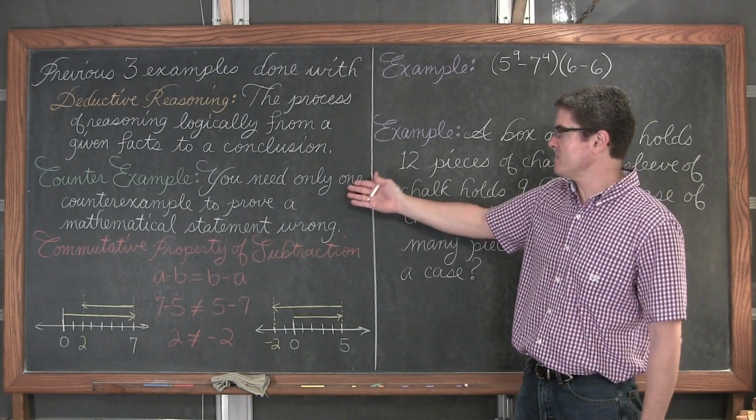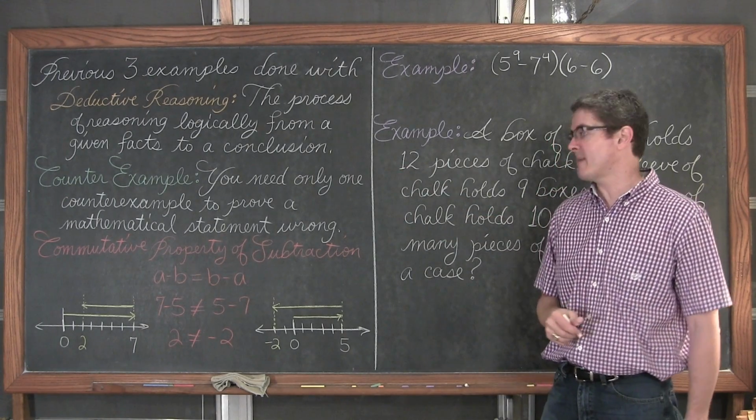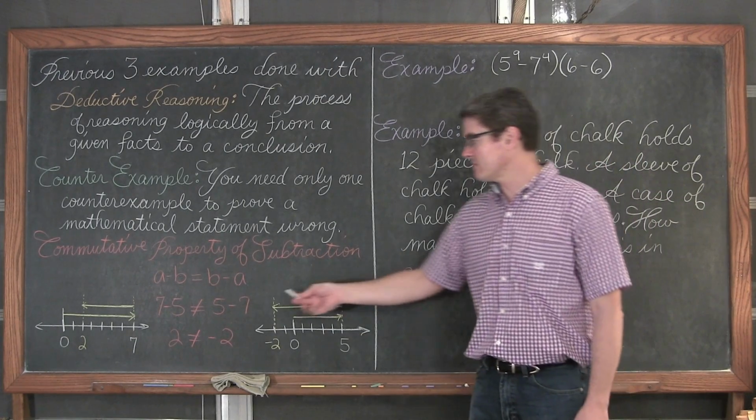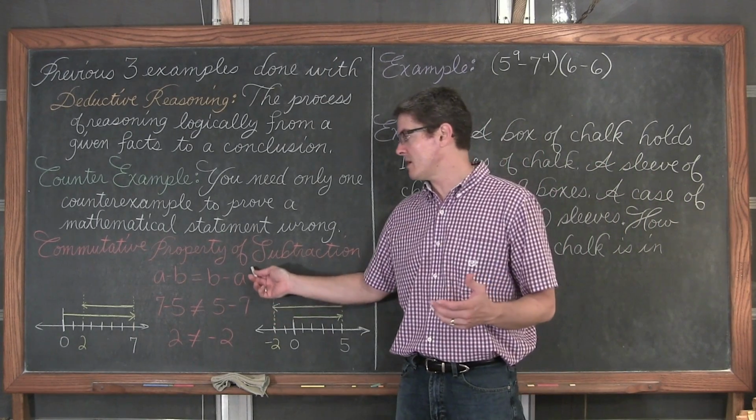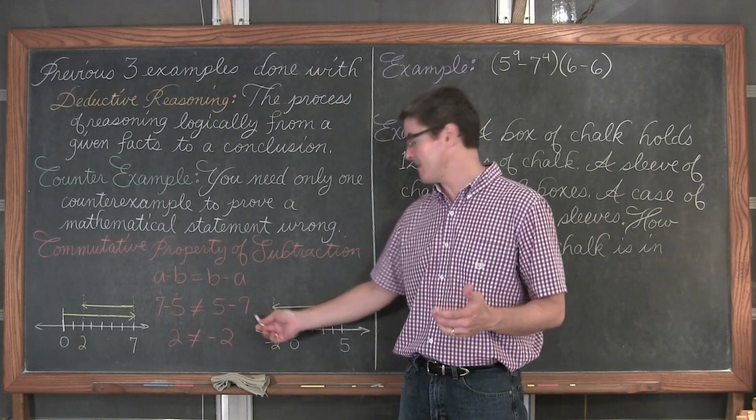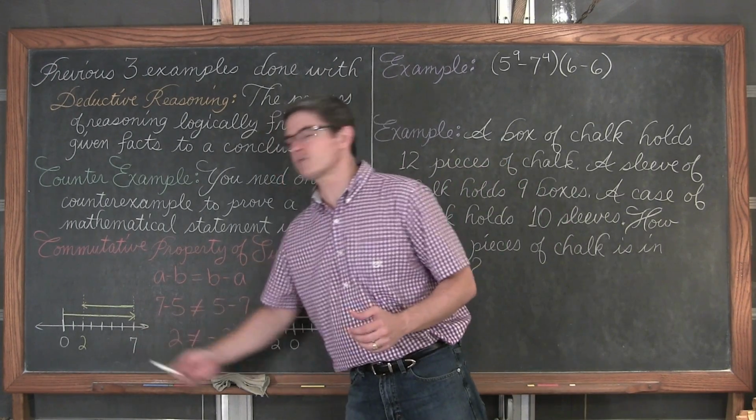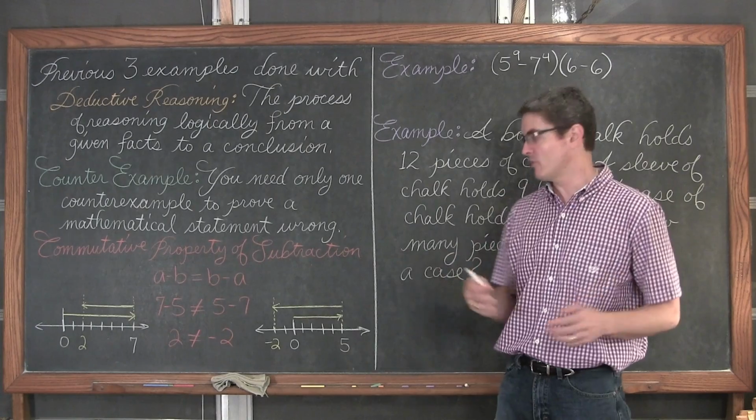Counterexample, I've already talked about this. You need only one counterexample to prove a mathematical statement wrong. I've written down this commutative property of subtraction one more time, but actually drew the number lines for you so you can see the movement as opposed to just my hand moving around.